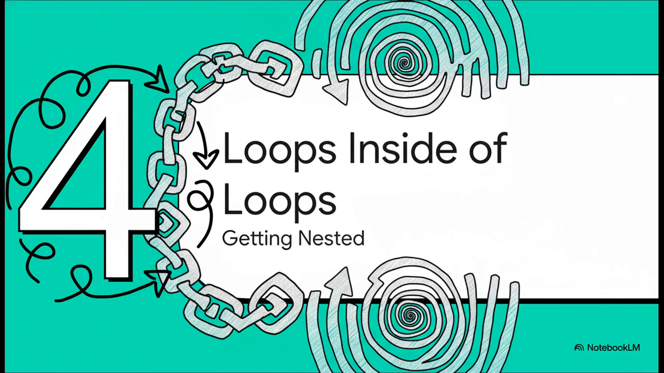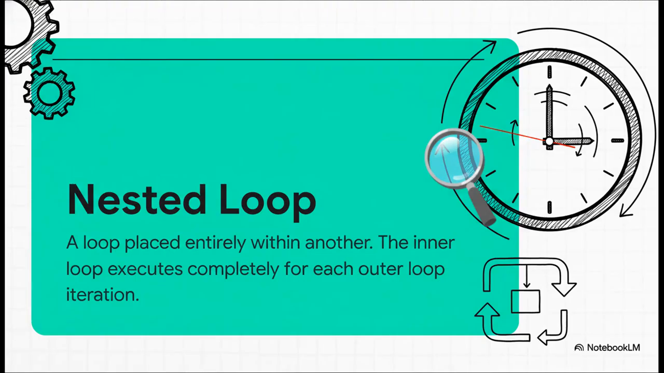But what if the problem you're trying to solve is layered? Like, what if you have one repetitive task that needs to happen inside another repetitive task? This is where things get really, really powerful. This is called a nested loop. And here's the key idea you have to get. For every one time the outer loop runs, the inner loop will run through its entire cycle from beginning to end.